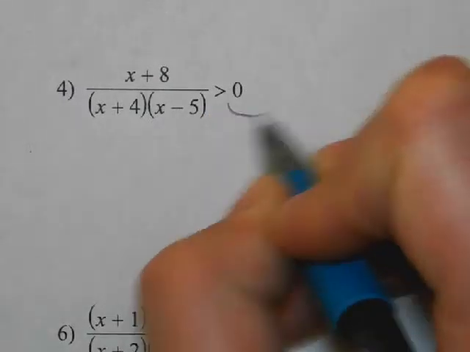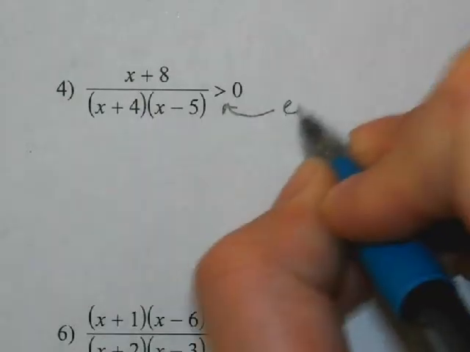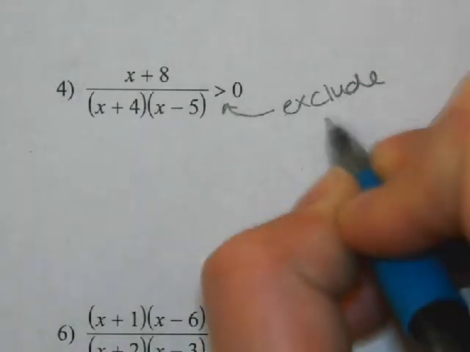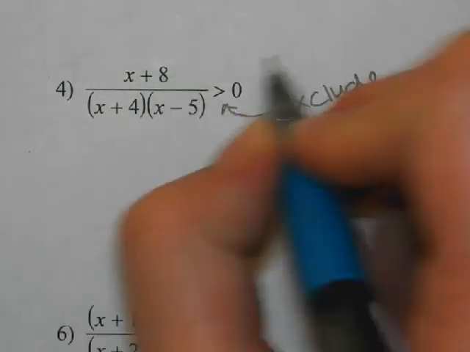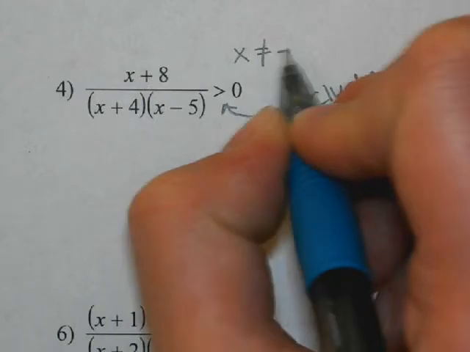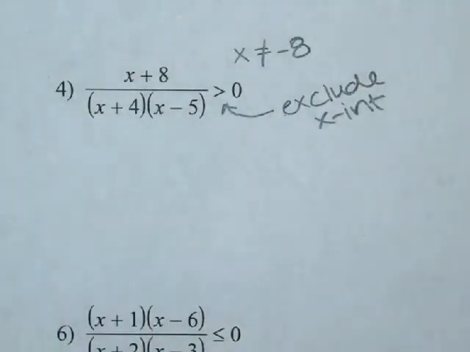No. So this symbol right here tells us to exclude the x-intercept because x-intercepts make the function equal 0, and we don't get to do that this time. So the x-intercept would be at -8. We do not get to keep -8 this time.